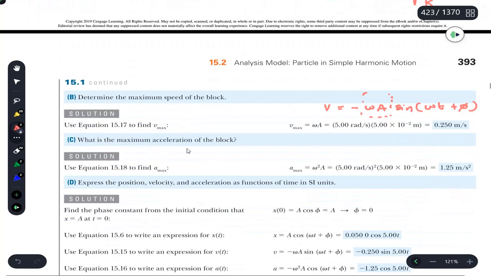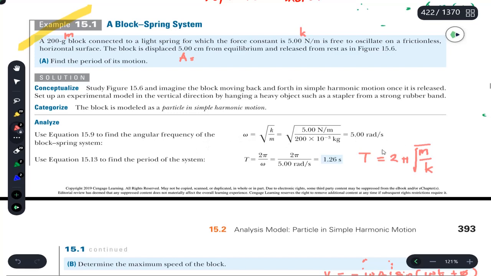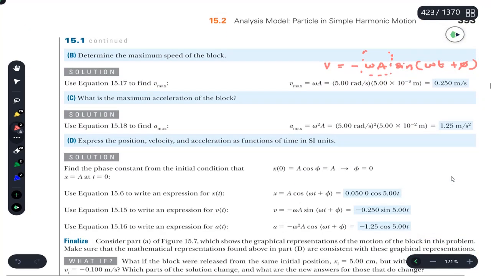The next question, maximum acceleration. Yes, you can use this expression, omega squared A. The omega given here is the one you have calculated earlier, or you can use omega as 2 pi f from your physics 1, or 2 pi over T. So you can use the T of 1.26 just now: 2 pi divided by 1.26. This is equivalent to the omega just now, times the amplitude.